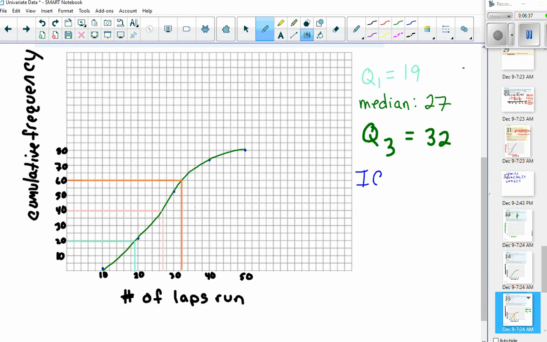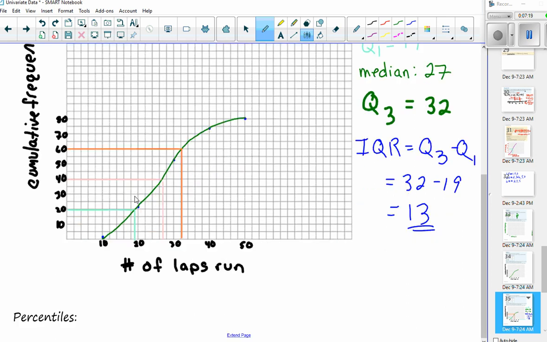So to find my IQR, that is Q3 minus Q1, which is 32 minus 19, which is 13. So my interquartile range is 13. So that's how we find our 5-number summary as well. We could do a box and whisker plot, but using the cumulative frequency, I can find other information as well. So it goes both ways. I can take my data and find all that information, or I could use my data and graph it and then find that information from it as well, knowing that there is going to be that leniency in there.